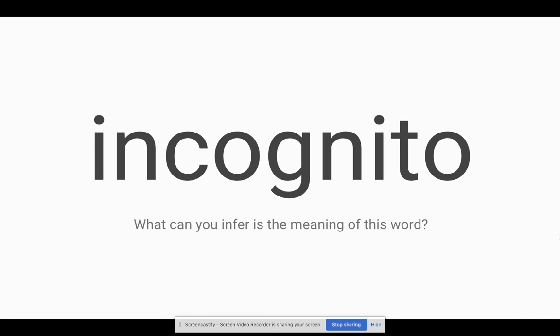All right, this is a trickier one. So this word is incognito. What can you infer is the meaning of this word? Take a minute, think about it, choose your answer, and when you're ready, move on to the next slide.